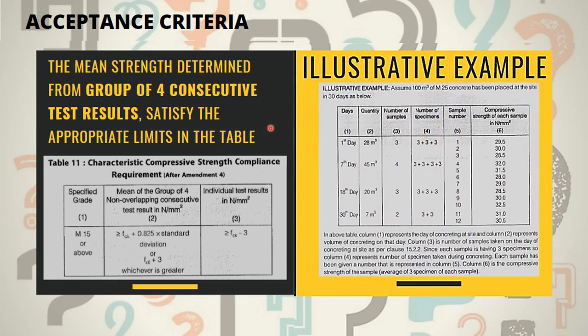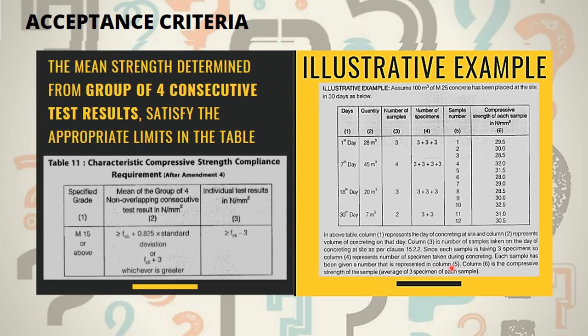For example, assume 100 meter cube of M25 concrete that has been placed at the site in 30 days as below. This is a table. In the table, column 1 represents the days of concreting at site and column 2 represents the volume of concreting on that day. For the first day, the quantity is 28 meter cube. For the 7th day, the quantity is 45, and so on. Column 3 represents the number of samples taken on the day of concreting only. Since each sample has 3 specimens, column 4 represents the number of specimens taken during concreting.